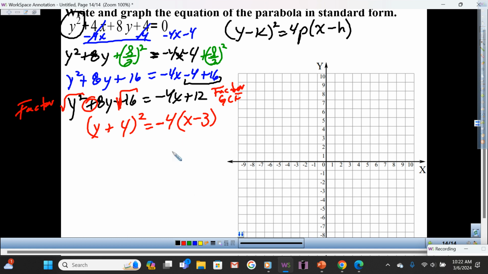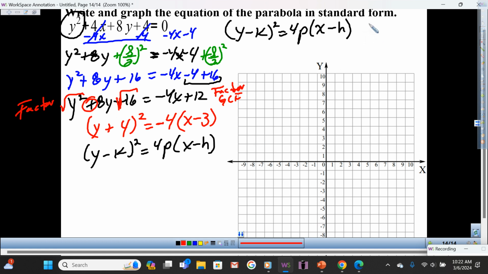So, does that look like this? Well, let me write it right underneath. Y minus k squared equals 4p times x minus h. Yes, it does look like that. So we're done with our standard form. Let's go to our graph.